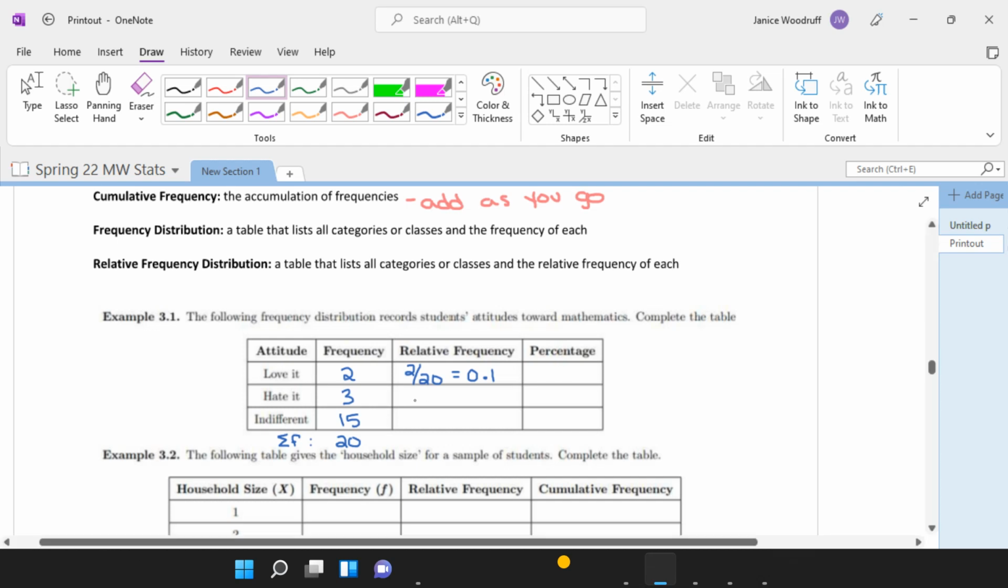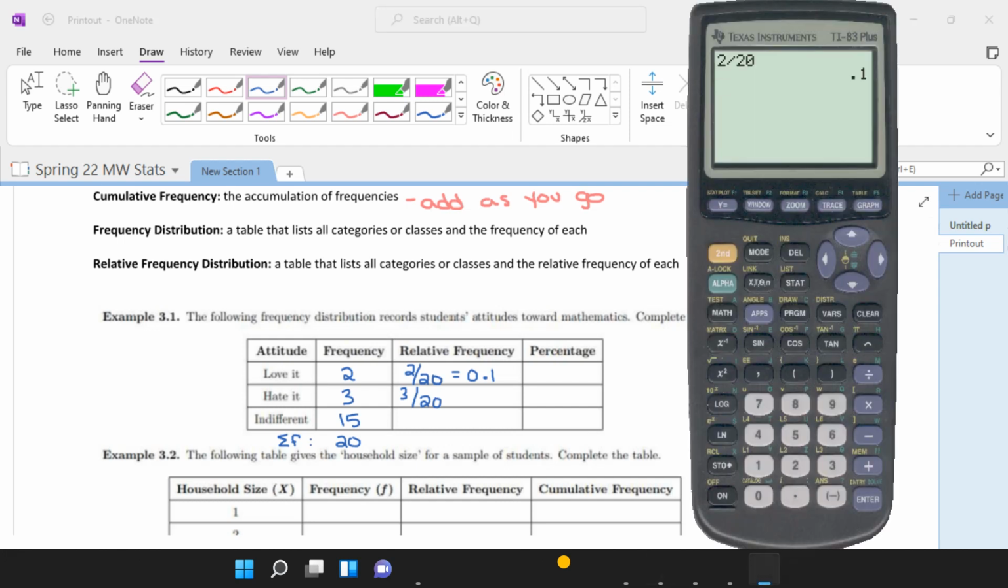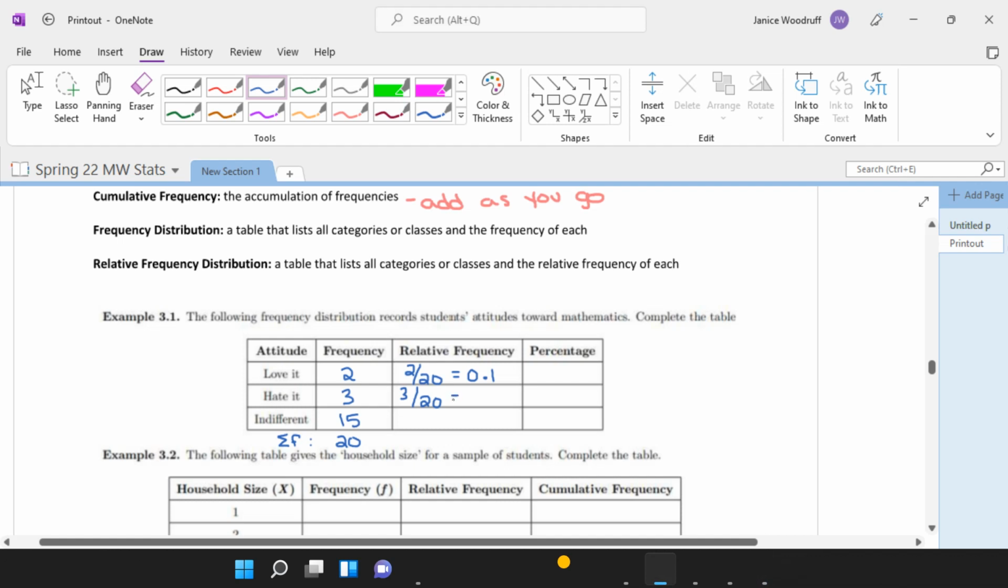Then for hate it, you have 3 out of 20. So 3 divided by 20. So 0.15 for our relative frequency there. And then indifferent, you had 15 out of 20. So we would do 15 divided by 20, and that should be 0.75.